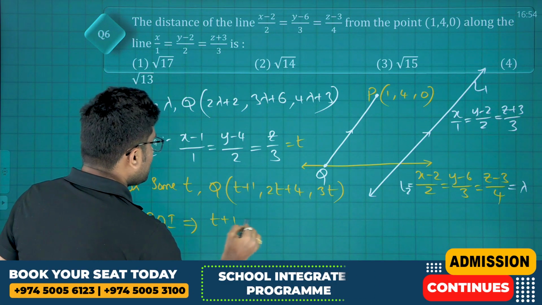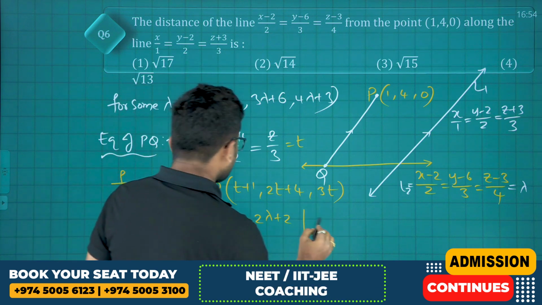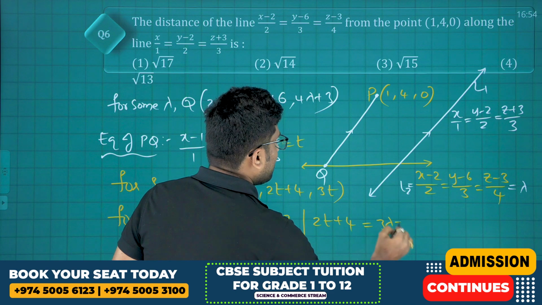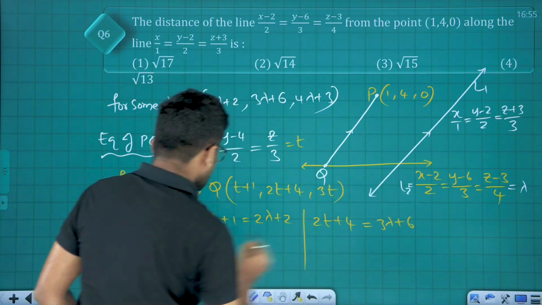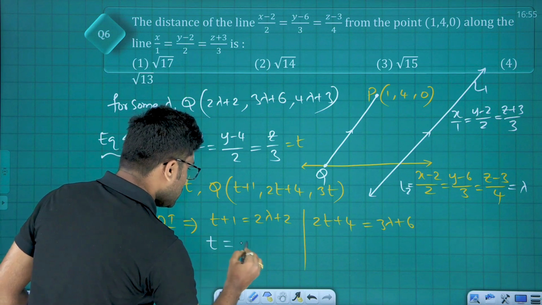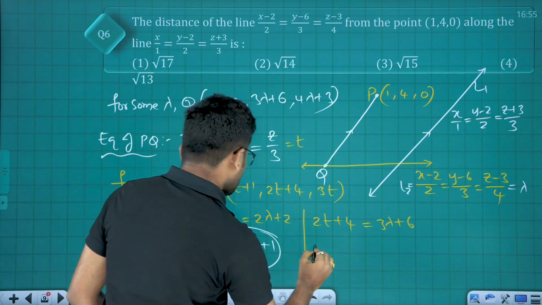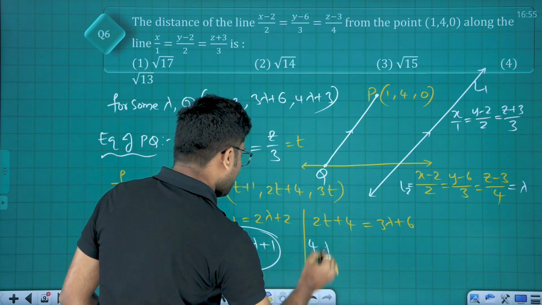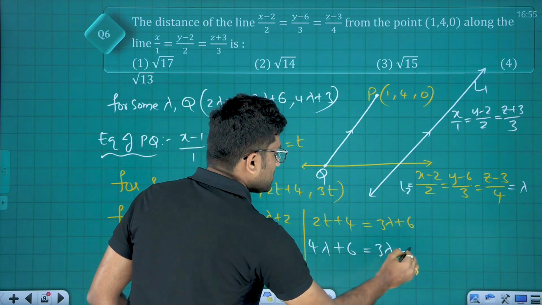t plus 1 is equal to 2 lambda plus 2 and 2t plus 4 is equal to 3 lambda plus 6. Any two is fine. From here we can say t is equal to 2 lambda plus 1. Substitute that. So 2 into (2 lambda plus 1), that is 4 lambda plus 2, plus 4, is equal to 3 lambda plus 6.